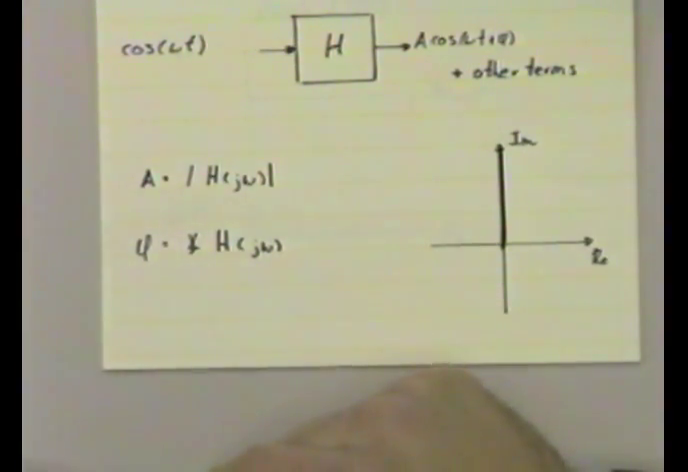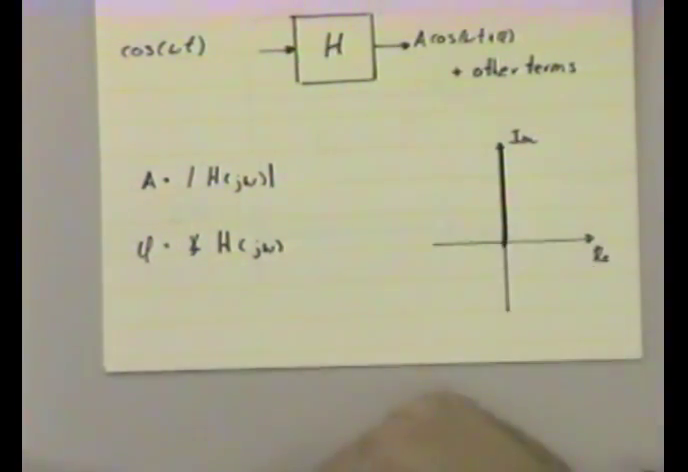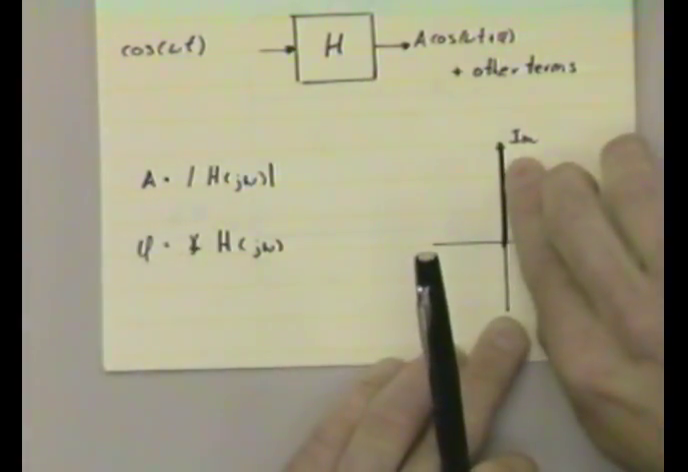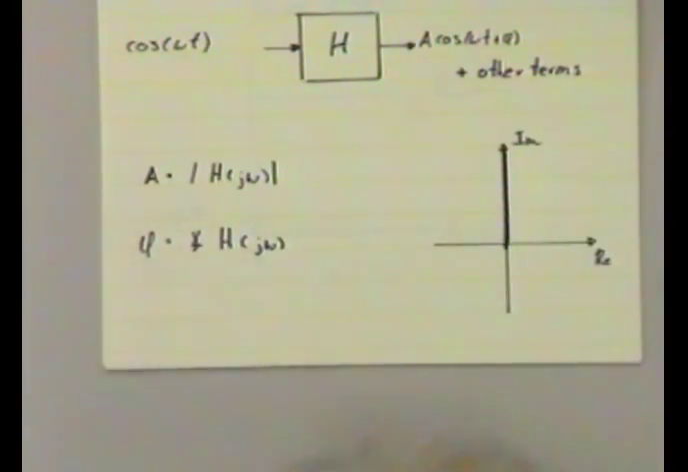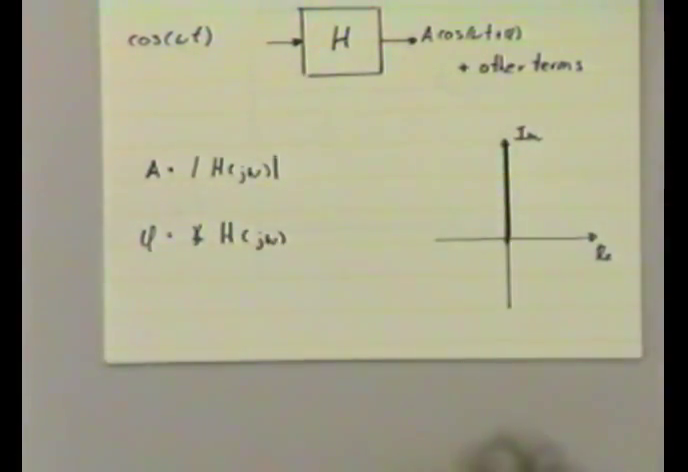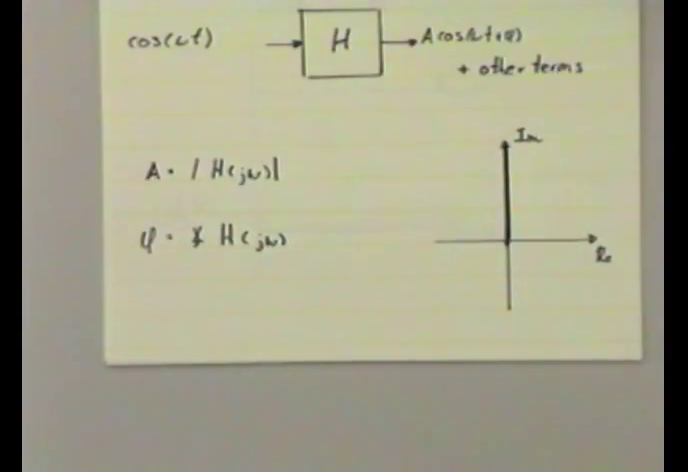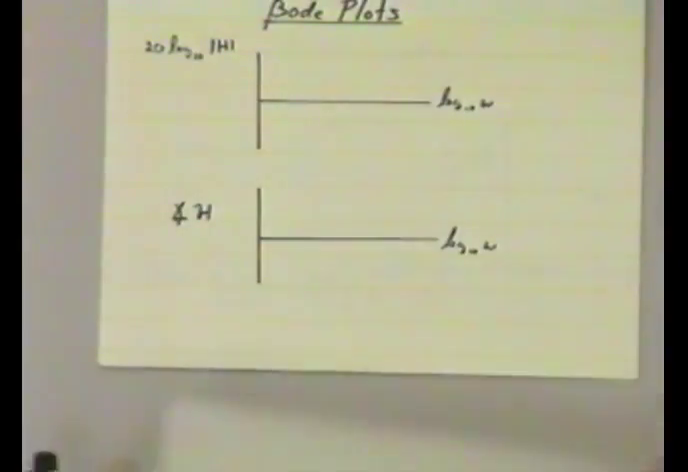So the neat result was, in order to find out the frequency response of this system, what we have to do is evaluate the transfer function along the imaginary axis. Right here. So if we want to find out the frequency response, all we have to do is find some way of moving along this line and determining the modulus and the argument of the transfer function. Everybody with me? Okay.